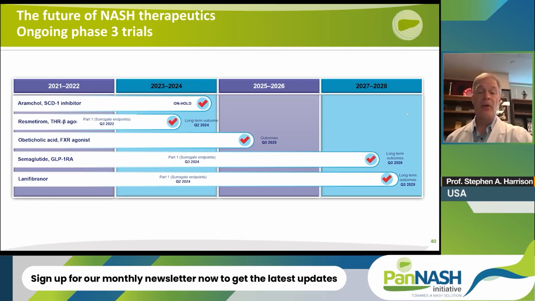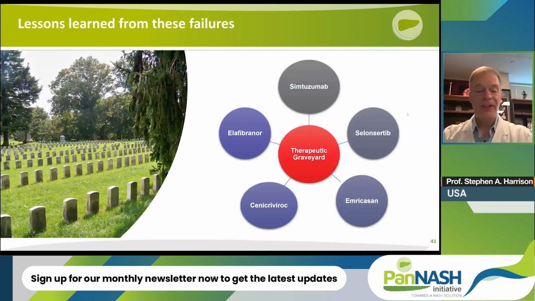Semaglutide and lanifibranor are still enrolling with anticipated surrogate endpoint readout in Q3 of 2024 for semaglutide and Q2 2024 for lanifibranor. Now, what are some lessons learned along the way in drug development? Well, there are many trials that have ended in failure, but it doesn't mean we didn't learn from them. Many of the drugs you see listed here.